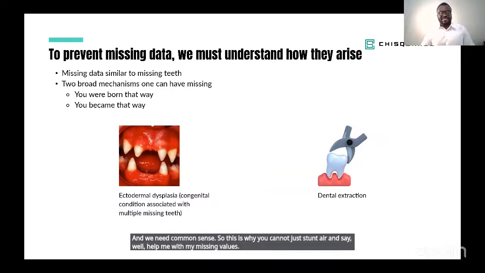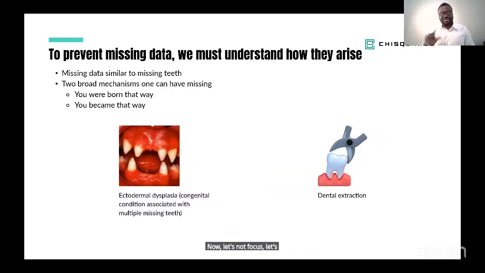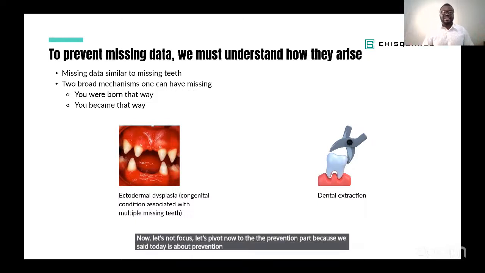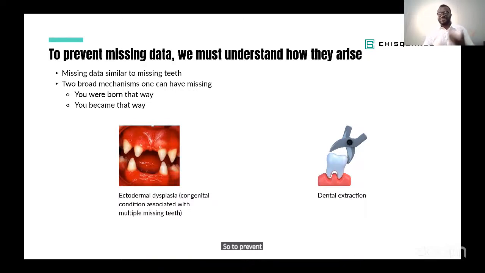Now, let's pivot to the prevention part, because we said today is about prevention. Today is the dental-themed lecture, so for any dentist in the house, this is for you. To prevent missing data, we need to understand how they arise. And like we've established earlier, missing data are similar to missing teeth.